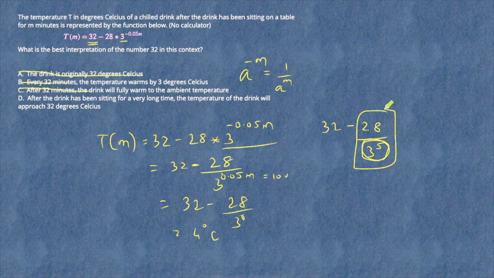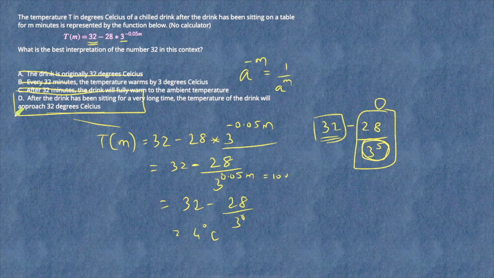So let's say this becomes 10,000. 28 divided by 10,000 will be 0.00 something. So if it tends to 0, then the temperature of the drink will reach 32 degrees. Now from this, it's very evident that after the drink has been sitting for a very long time, the temperature will approach 32 degrees Celsius. This way we can prove that D is the correct answer. But we already proved it without even solving for it, as we eliminated A, B, and C.